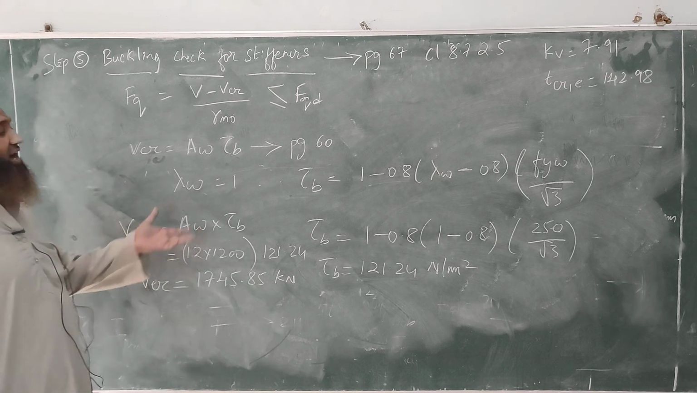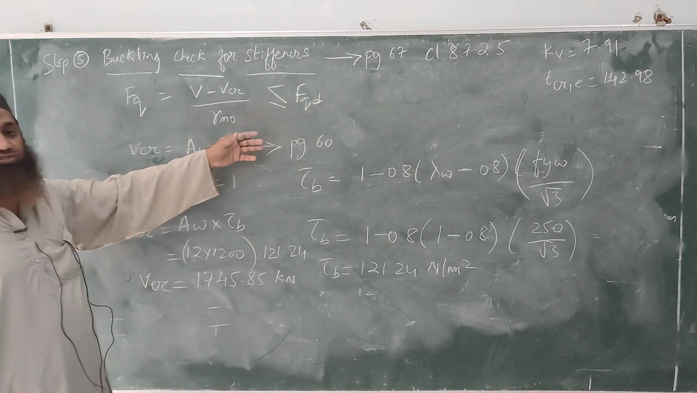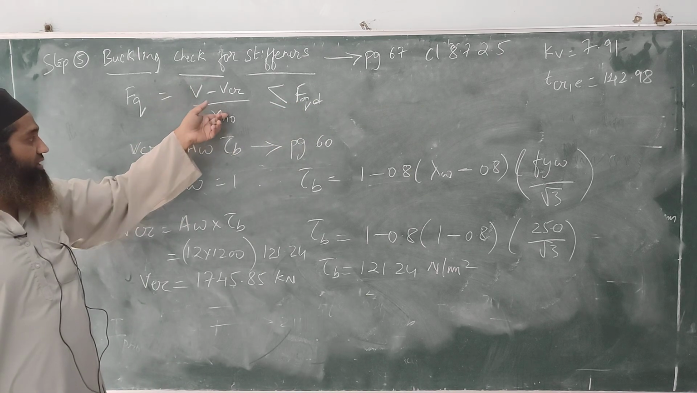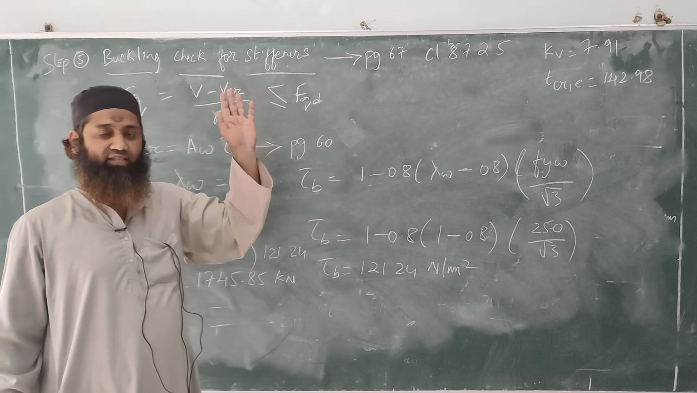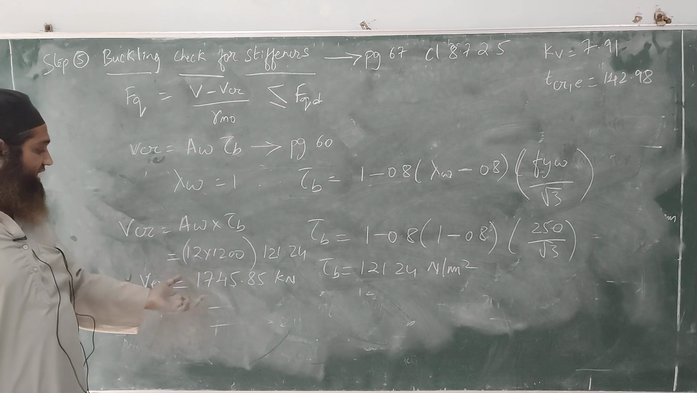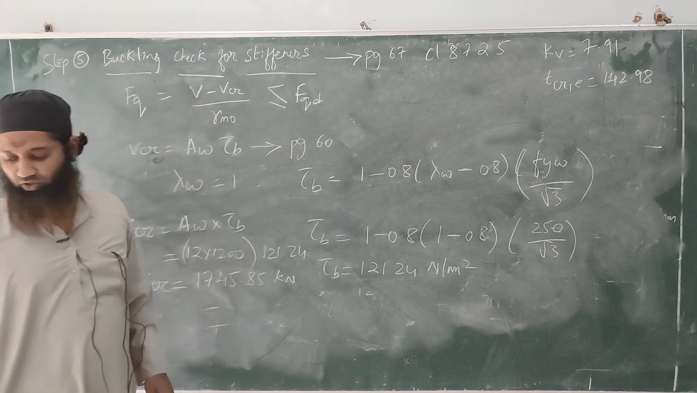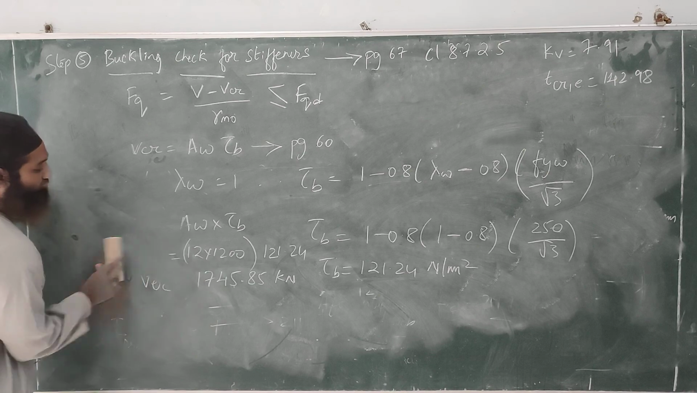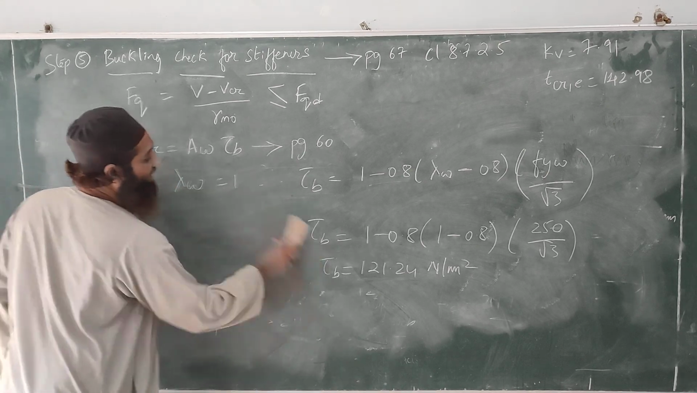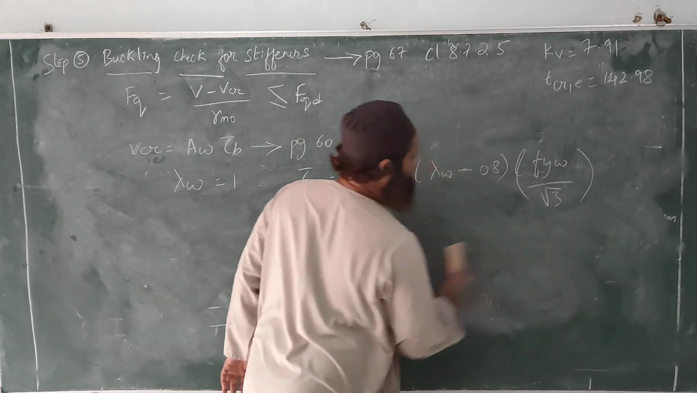So finally we are coming to this. We have already calculated FQD. We have to see whether this calculation is less than or equal to FQD, then it can resist buckling. So VCR value we have got 1745.85. Let us check what is V and gamma M0. So we'll substitute those values here. Now what is V? This is the shear stress which we had to calculate. In the question it was given, I'll just read it to you all.